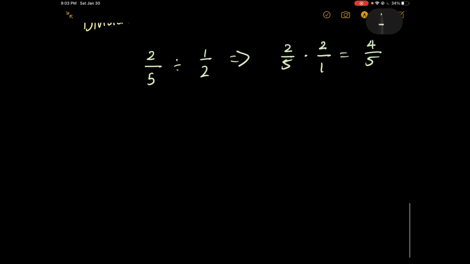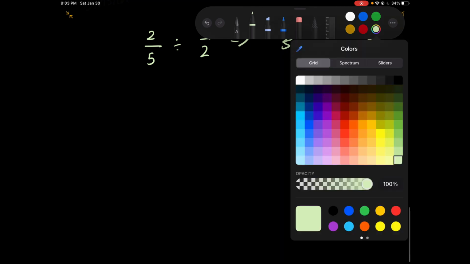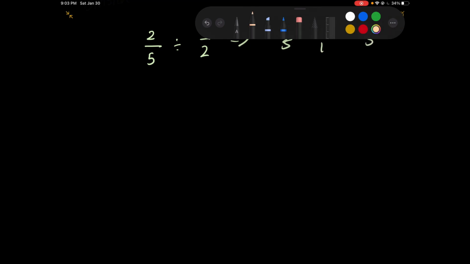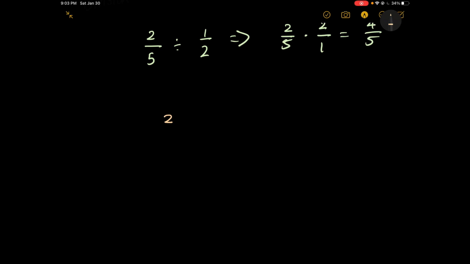Another one that you can try is, actually, let's do 5/6 divided by 2/3. Well, this is the same thing as 5/6 times 3/2, which gets me 15/12. And this I can simplify to being 5/4.